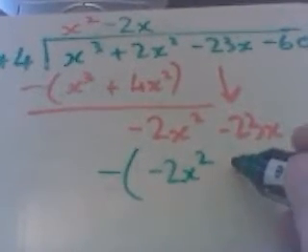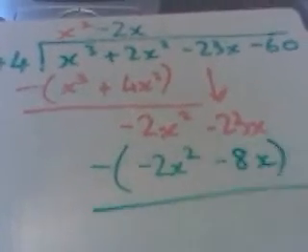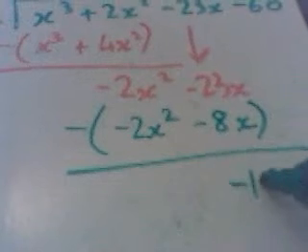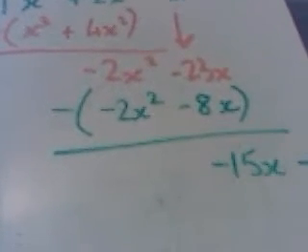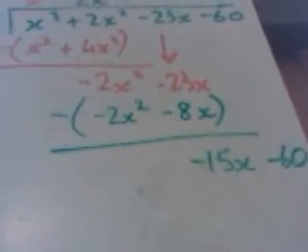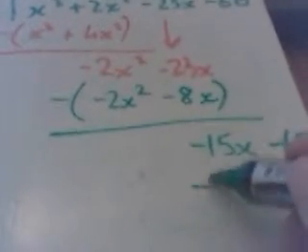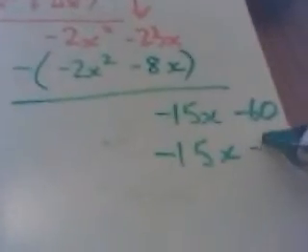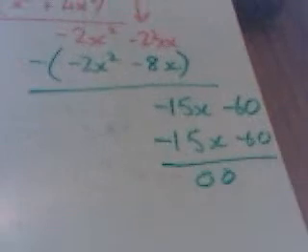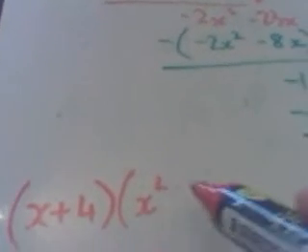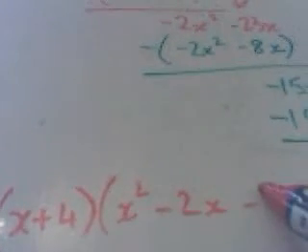4 times negative 2 is negative 8x. Subtract again. Negative 23 take negative 8 is negative 15x. Bring down the negative 60, and then if we multiply x by negative 15 and we multiply the 4 by negative 15, everything works out quite nicely. So that does go into it, giving us an answer of x plus 4, x squared minus 2x minus 15.